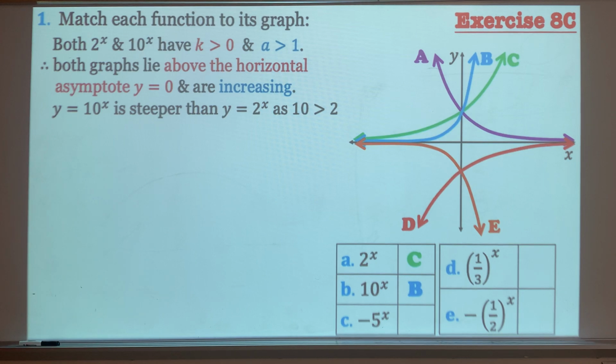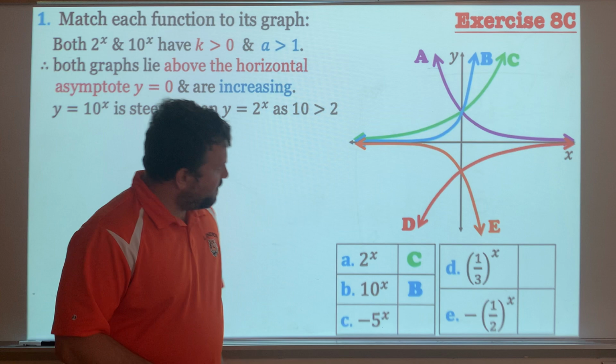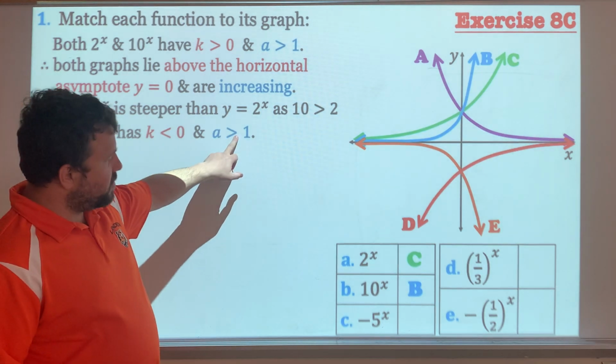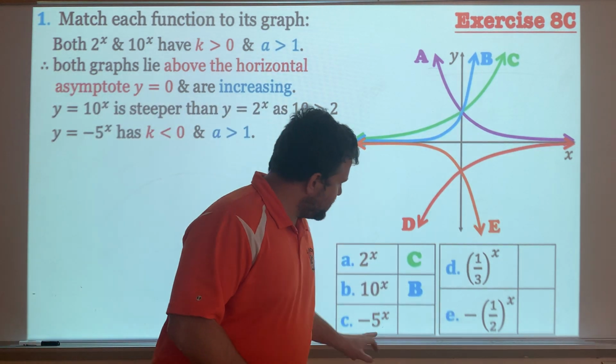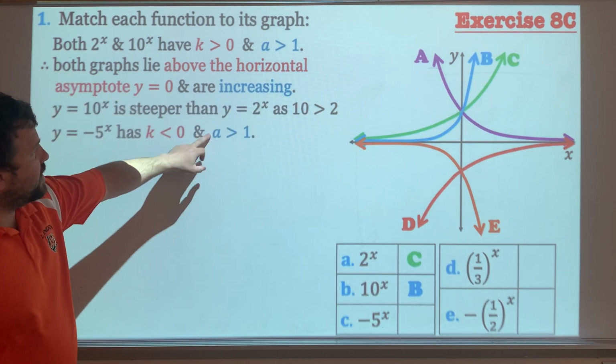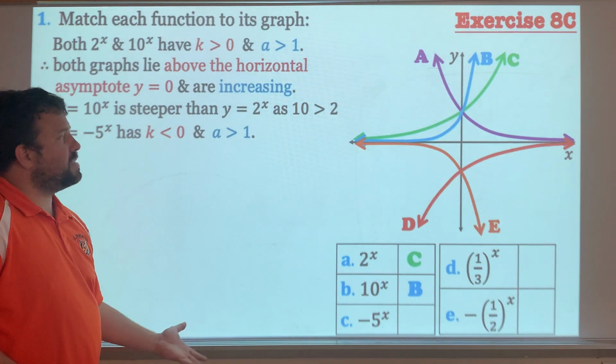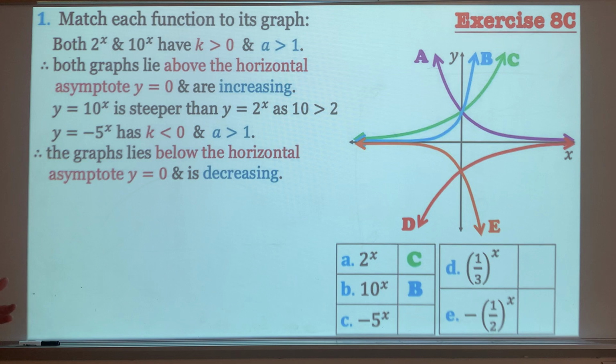Next one. All right, so let's see this one. Negative 5 to the x. Well, negative 5 to the x has a k that's less than 0. It's negative. But also, a is greater than 1. So it's not a fraction. It is a whole number. Because a is greater than 1, the graph lies below the horizontal asymptote.